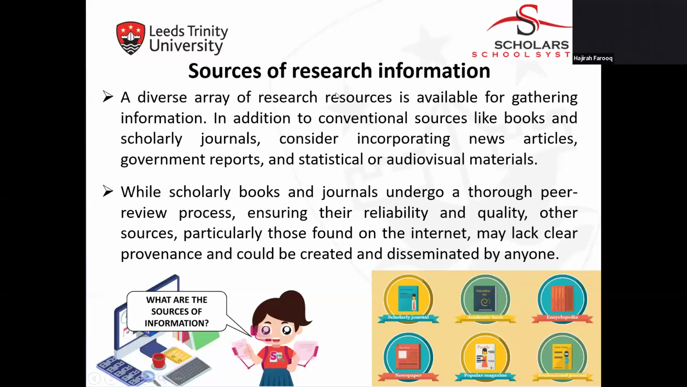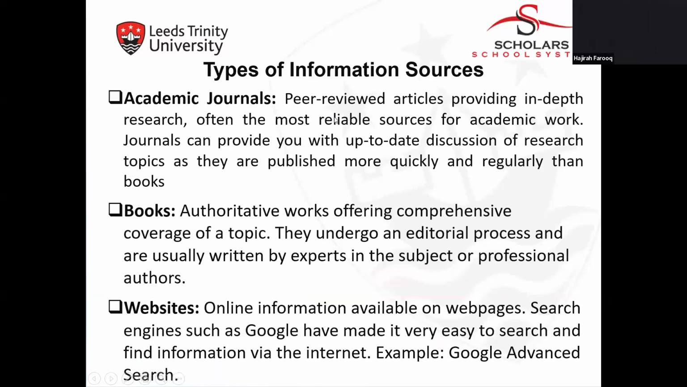Moving on, there are different types of information sources available for us to conduct our research and academic writing. These include academic journals, which are peer-reviewed articles providing in-depth research. They are often the most reliable sources of academic work. Then we also have books, which are authoritative works offering comprehensive coverage of a topic. They also undergo an editorial process, and they're usually written by experts of the subjects. Then we also have websites, so online information available on web pages or search engines such as Google, which has made it very easy for us to research any topic.